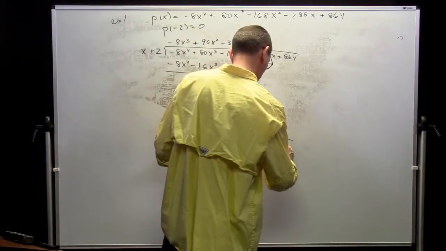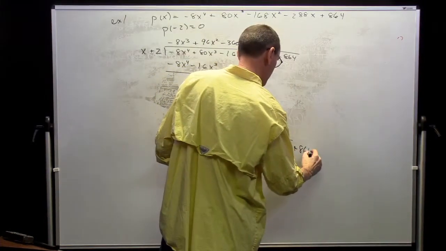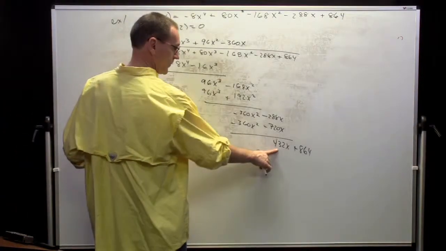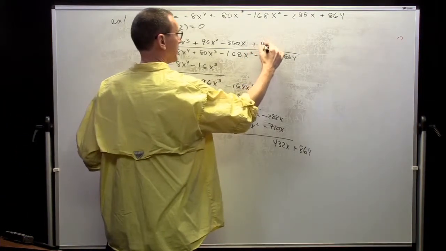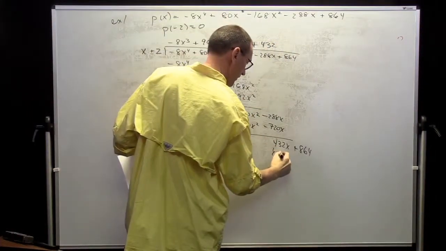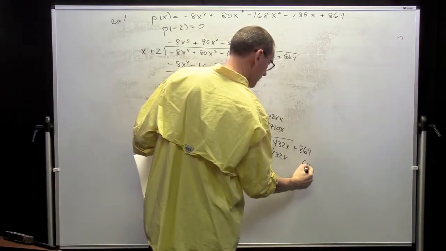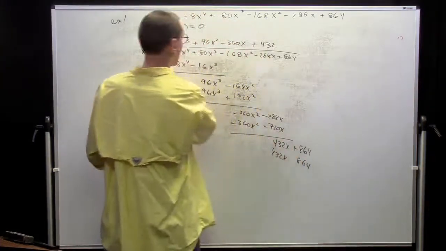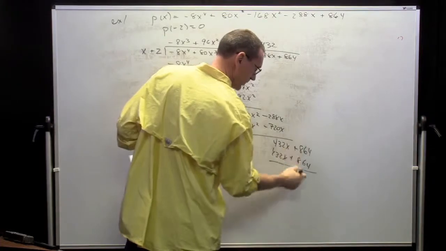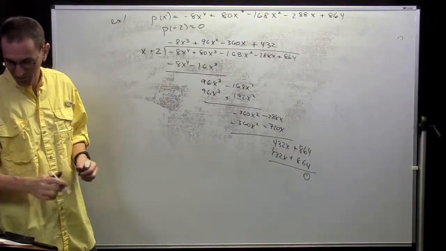So what do I have? I have 432x. Bringing that down gives me 864. What times x gives me 432x? And that's just going to be 432. So that times x is 432x. That times 2 is 864. So this minus this is 0. This minus this is 0. So I have a remainder of 0.